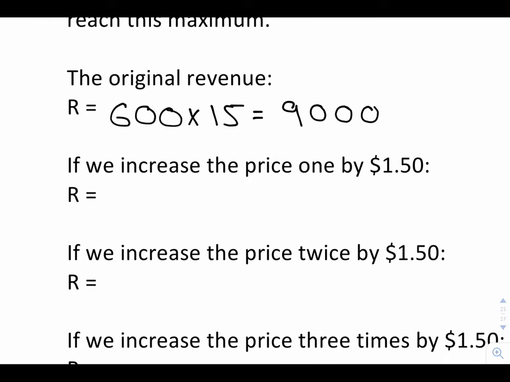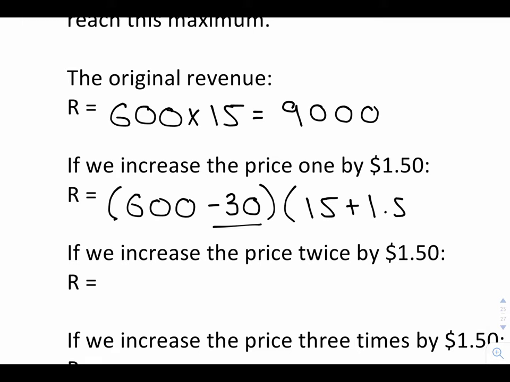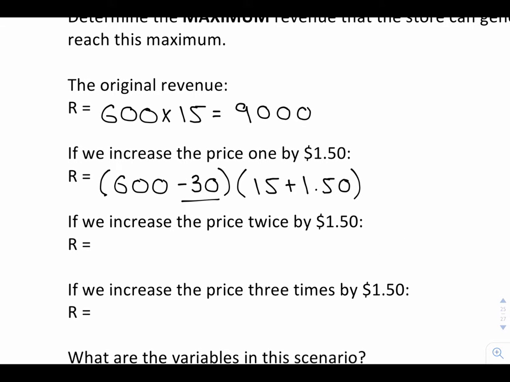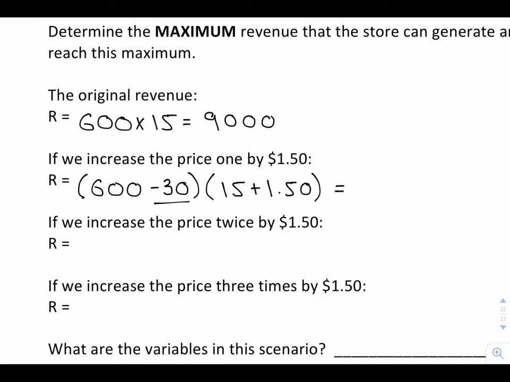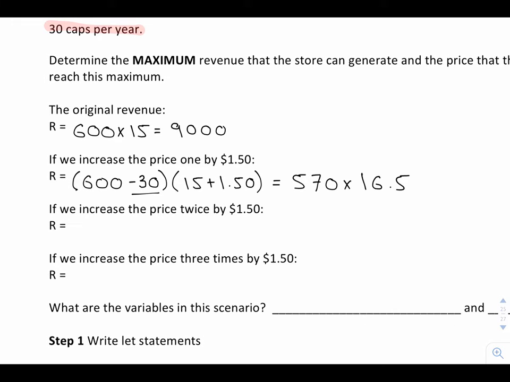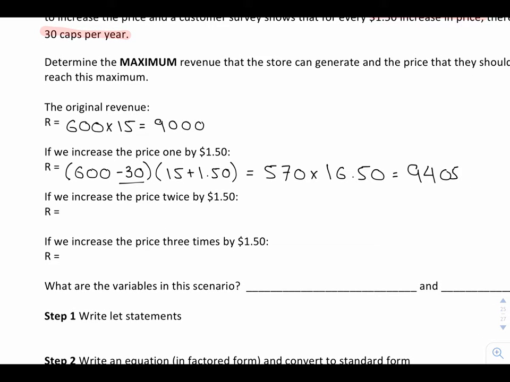Now what happens when I increase the price by $1.50? So no longer do I have 600 caps, but I'm going to be decreasing the number of caps I sell by 30, because for every $1.50 increase, I subtract 30 from the number I sell. And like I said, I'm increasing the price by $1.50. If I do this math, what I end up with is 570 times 1650, and that gives me $9,405. So that's a good sign. I mean, although I'm charging a little bit more for the baseball cap, I'm still making more. In fact, from the revenue point of view, I'm making just over $400 more than if I had charged $15.